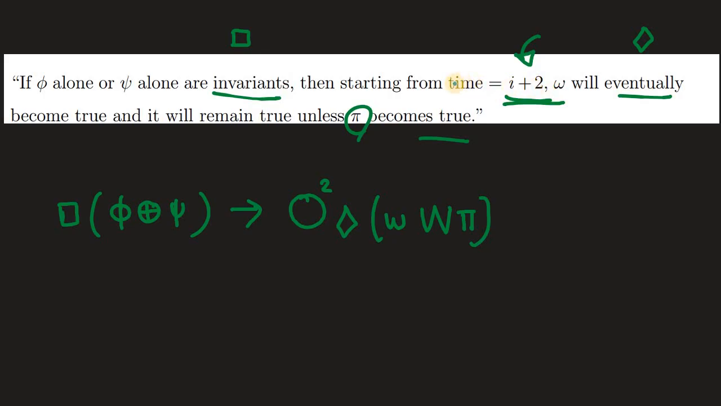If you read it again, then it's going to make sense, right? Starting from the second moment in time, omega will eventually become true and it will remain true unless pi becomes true. Okay, so this whole statement is within the omega, so within the eventually. Okay, so that's how you do it.